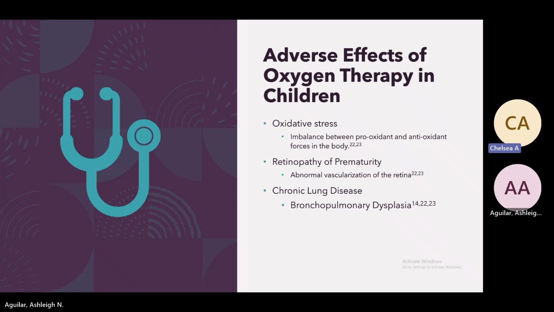Retinopathy of prematurity, ROP. This is a neonatal disease that is characterized by abnormal vascularization of the retina, causing a range of vision impairment, including blindness. And then lastly, chronic lung disease. Oxygen administration was identified as a risk factor in the development of neonatal chronic lung disease in early descriptions of bronchopulmonary dysplasia.